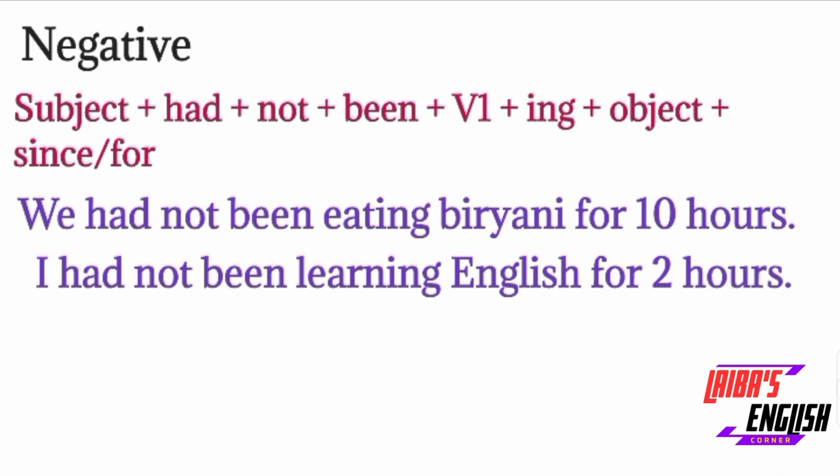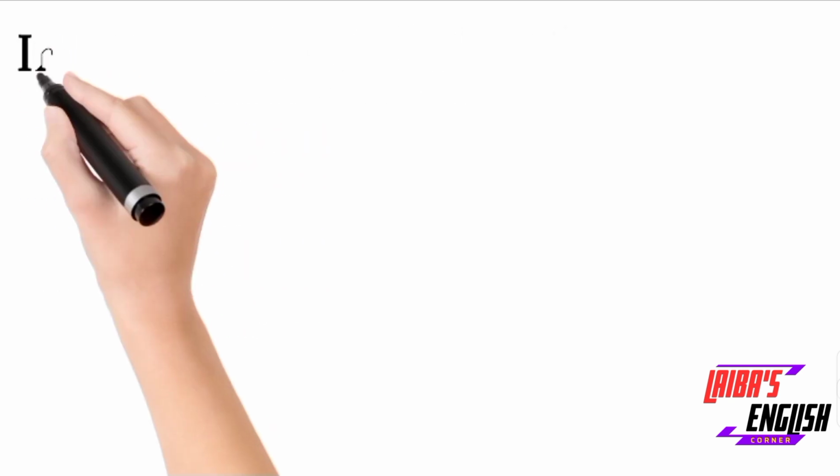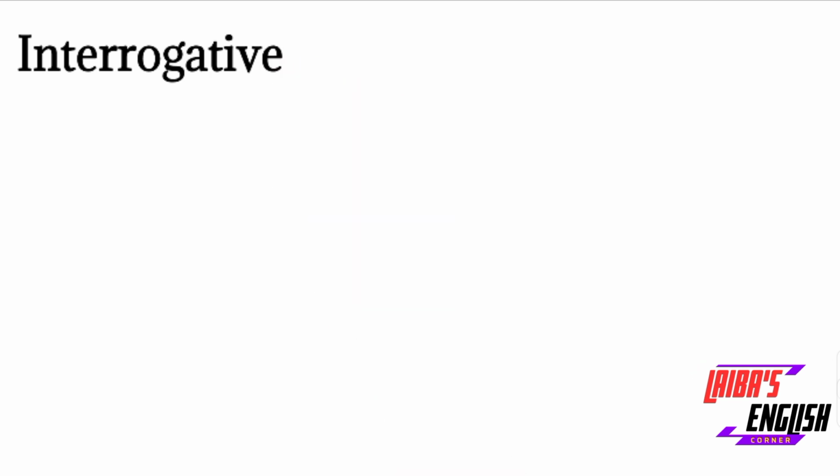We use for. Why? Because the time is not fixed. We don't know which 2 hours we're talking about. 2 hours of evening, 2 hours of morning, 2 hours of night. It's unknown. Now we will make interrogative of this past perfect continuous tense.